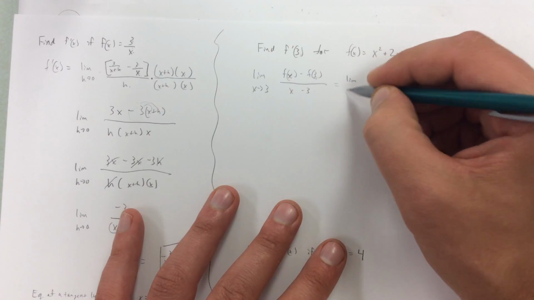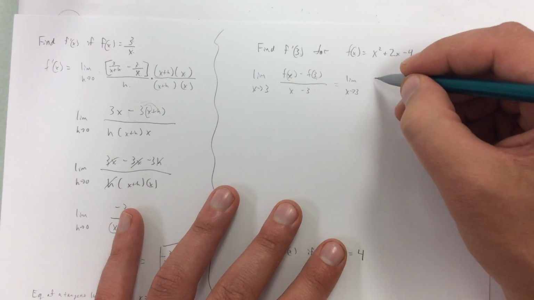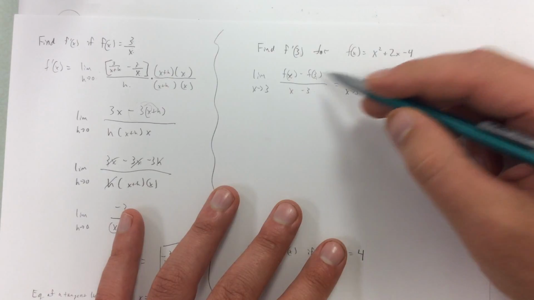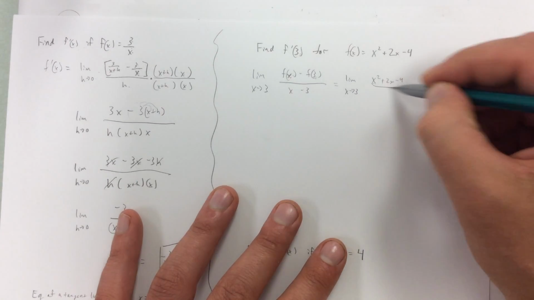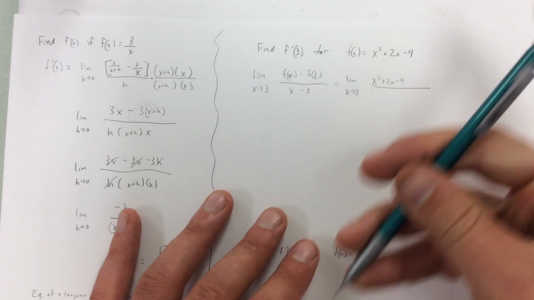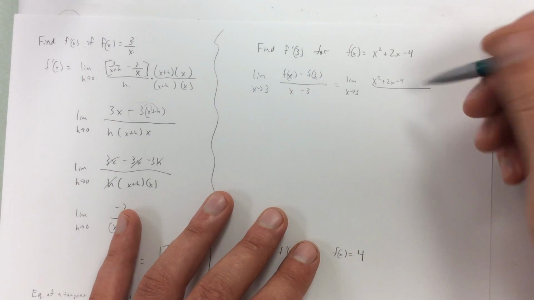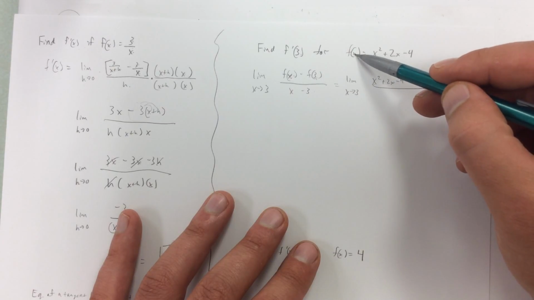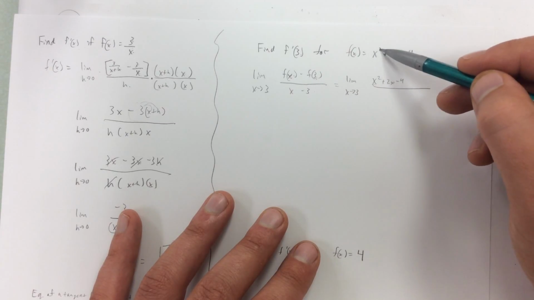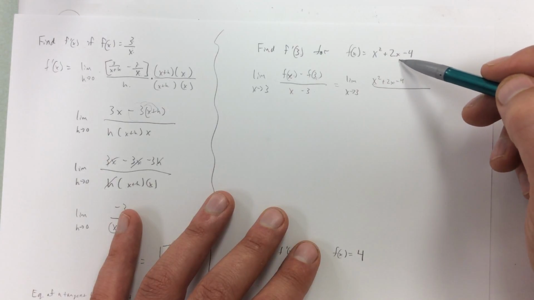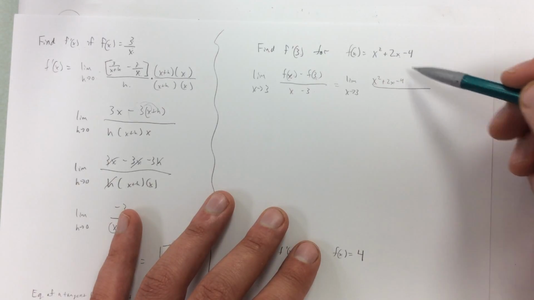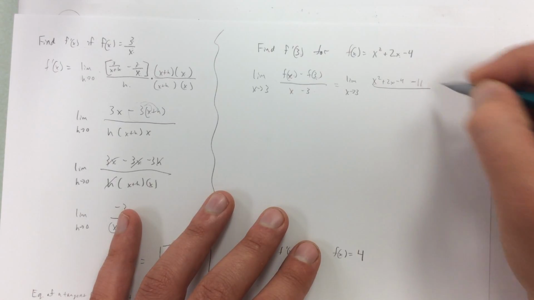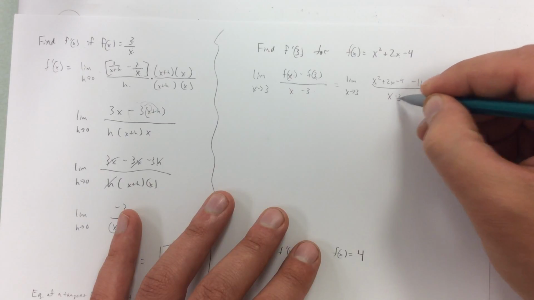This is the same as the limit as x approaches 3 for x squared plus 2x minus 4. That's f of x. Now, for f of 3, I got to plug 3 in. So plug 3 in here, so it's going to be 3 squared is 9, plus 6 is going to be 15, minus 4, that's going to be 11. So we're going to do minus 11. That's all over x minus 3.